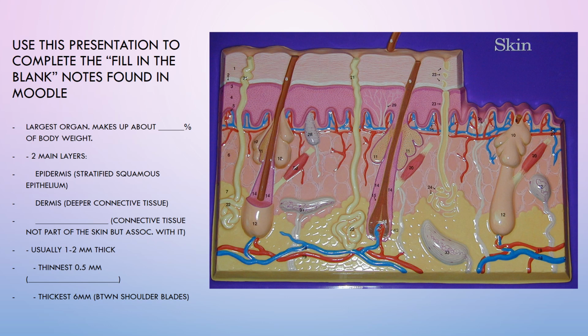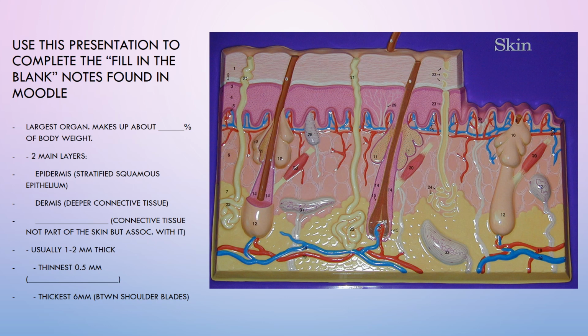Now, the model on the right is the actual skin model that we have in lab, and it's a three-dimensional model. And you can't really tell from this picture, but it comes out of the purple background, and there's texture to it. And so I'll go through these structures with you as we go through the notes.